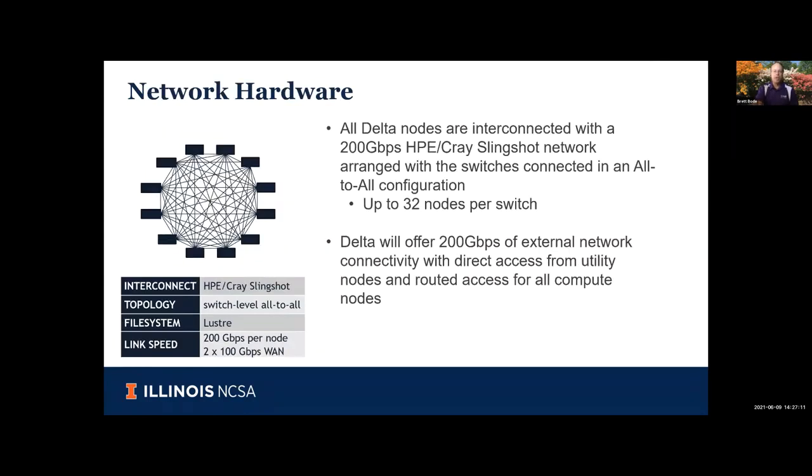The network for Delta is a Cray-designed HPE Cray Slingshot network, which is essentially 200 gigabit Ethernet with some extra functions in it to provide quality of service and throughput guarantees. All nodes within Delta will have a 200 gigabit Slingshot interface. They are connected to Slingshot switches with up to 32 nodes per switch. The switches are then connected in an all-to-all arrangement, which will provide very resilient and high-speed connectivity for the cluster.